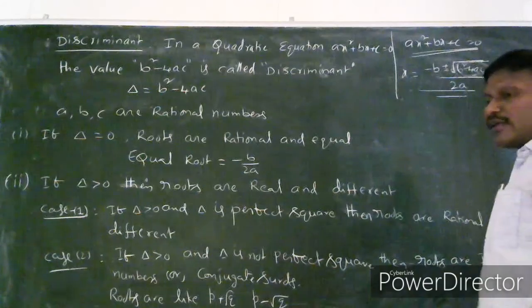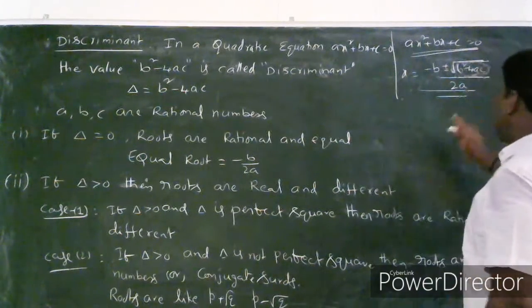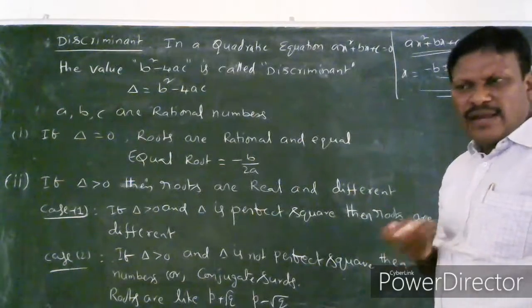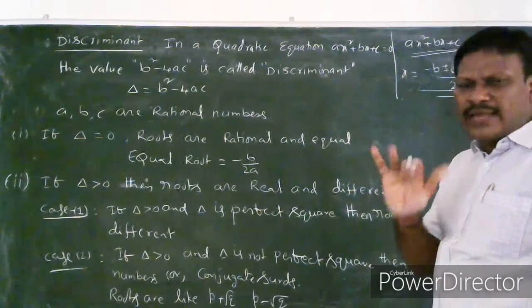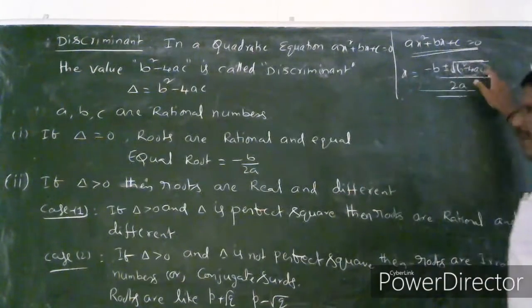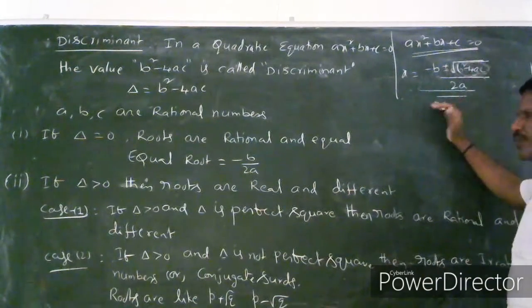Why do we get rational roots? Perfect square means 4, 9, 16, 25 like that. All those numbers can be written as 2 square, 3 square, 4 square, 5 square. The square and root both cancel, we get the perfect value. So it is a purely rational value.